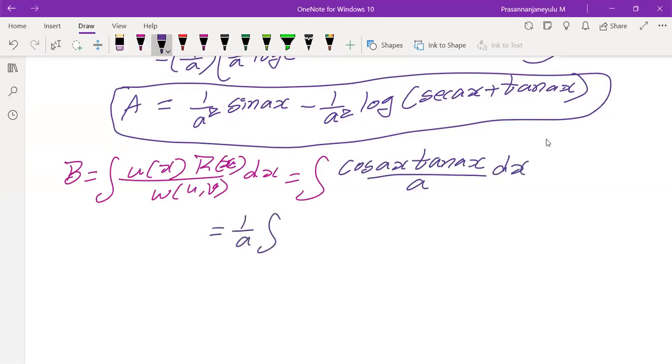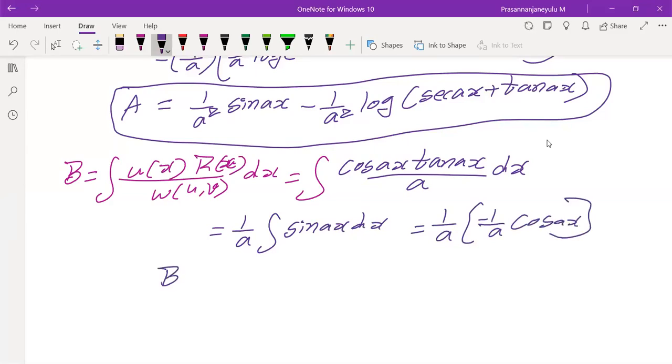How can we write tan? As sine by cos. So cos ax and cos ax get cancelled. What are we going to get? Sine ax into dx. Integration of sine ax is minus 1 by a into cos ax. So finally we'll get capital B is equal to minus 1 by a square into cos ax.